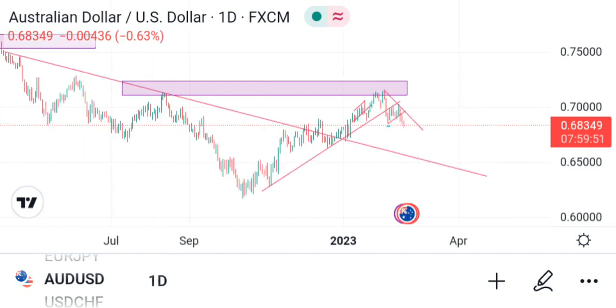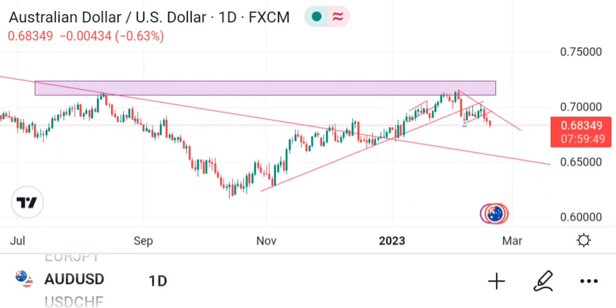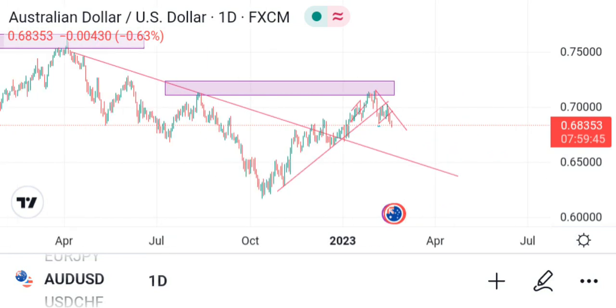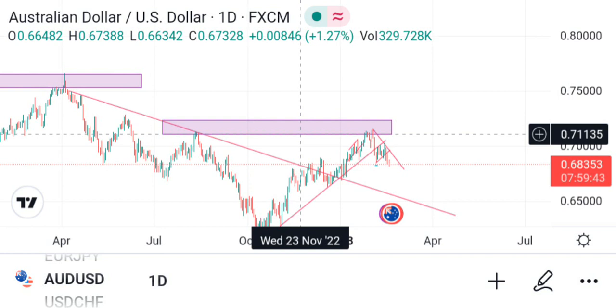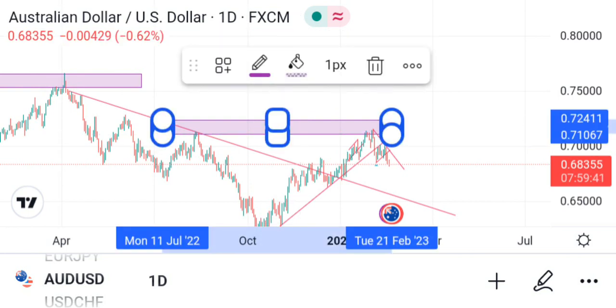What's happening here? It's actually a retracement to this zone here, where price comes to this resistance zone to close some of their positions and ride price to the downside. So we can see here that the market is actually bearish.